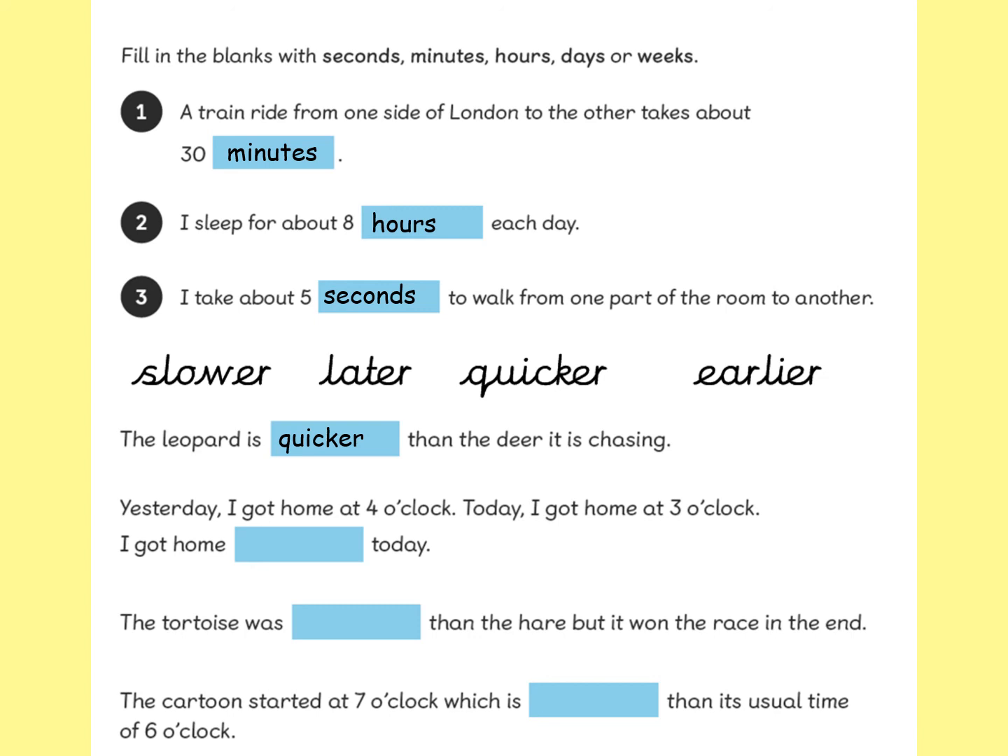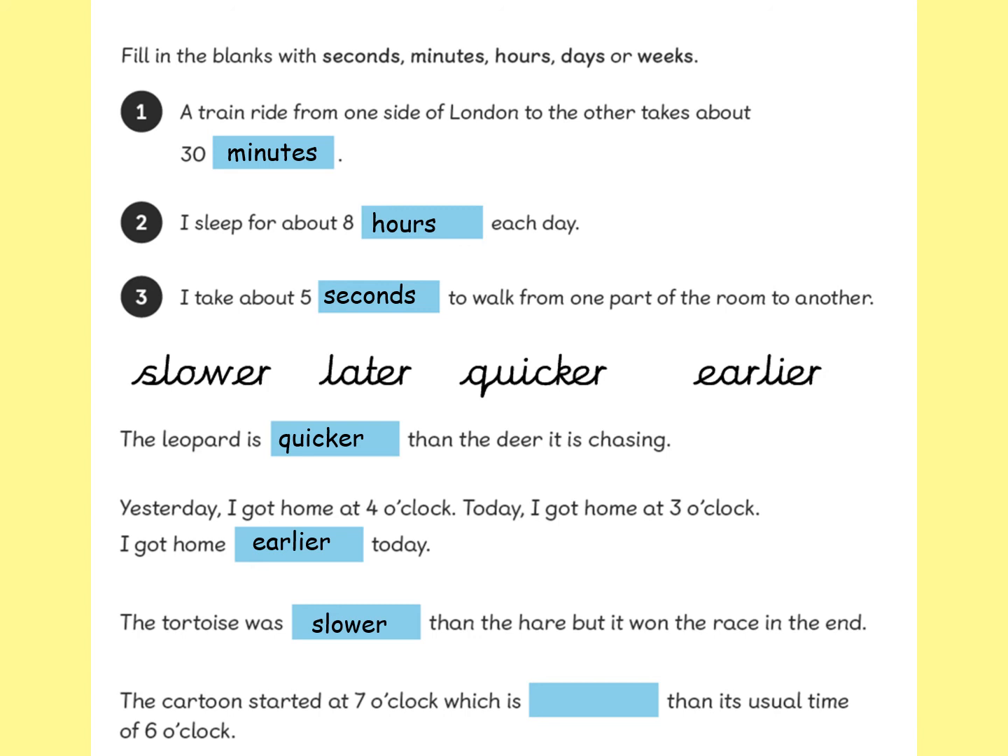Let's look at the next one. Yesterday I got home at 4 o'clock. Today I got home at 3 o'clock. I got home earlier today. That means I got home 1 hour earlier because there's one hour between 4 and 3 o'clock. So I got home earlier today. The tortoise was something than the hare, but it won the race in the end. We know that the tortoise was slower than the hare, but it won the race in the end.